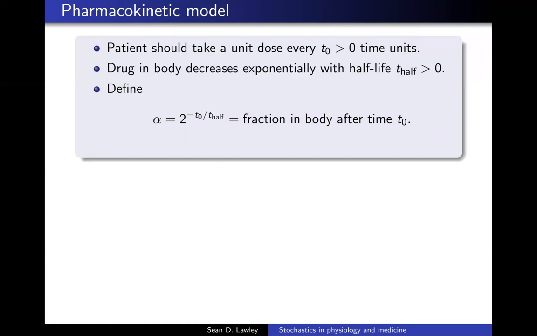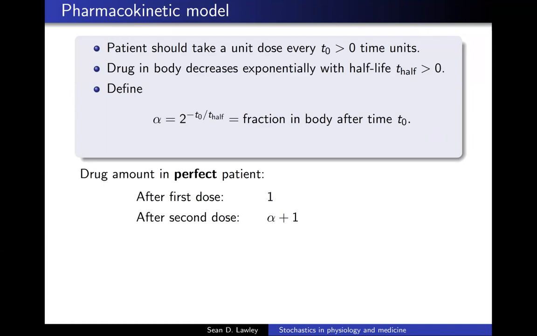Okay, so let's think about this a little bit. Let's think about the perfect patient. So how would the amount of drug evolve in time in the perfect patient? Immediately after you take your first dose, you have one unit of drug in your body. And then immediately after your second dose, how much do you have? Well, the first dose that you took before has decayed now. You now have amount alpha of that left. And then you just took the second dose, so you have all of that left. So it's alpha plus 1.